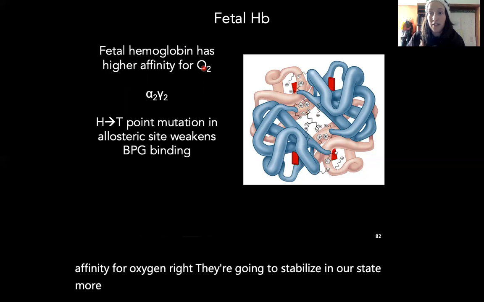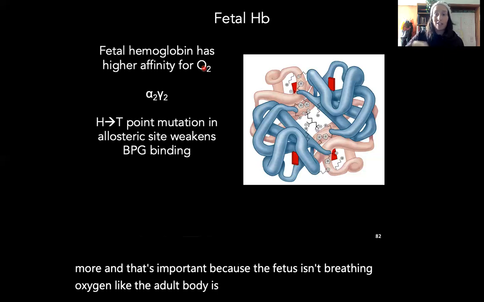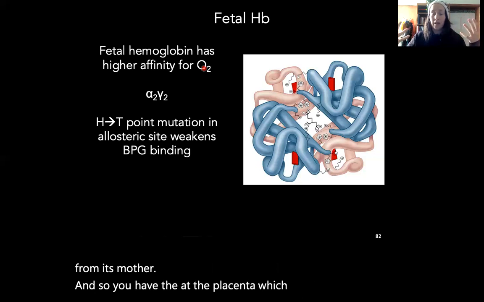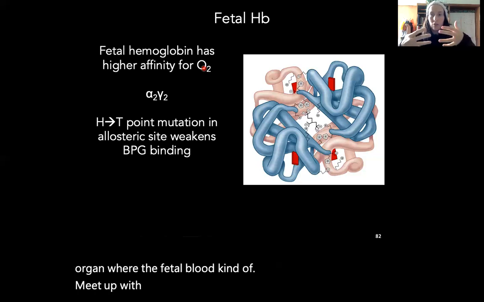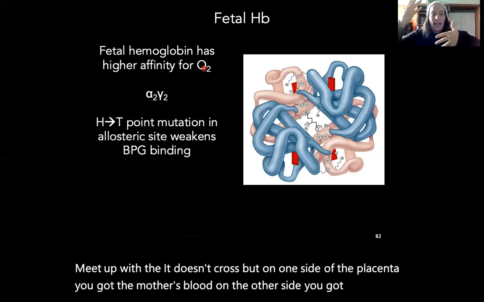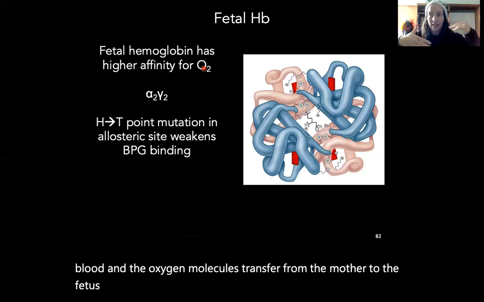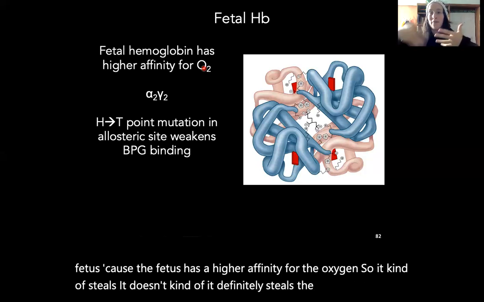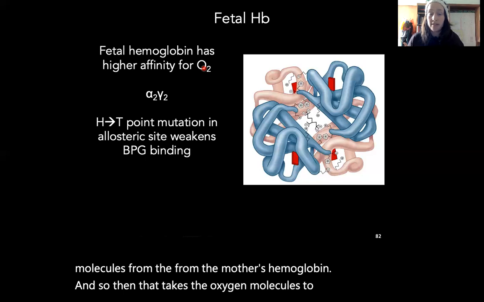And that's important because the fetus isn't breathing oxygen like the adult body is, okay? The fetus has to get all of its oxygen from its mother. And so you have the placenta, which is just a fascinating organ, where the fetal blood meets up with the mother's blood. It doesn't cross, but on one side of the placenta you've got the mother's blood, on the other side you've got the fetal blood. And the oxygen molecules transfer from the mother to the fetus because the fetus has a higher affinity for the oxygen. So it definitely steals the oxygen molecules from the mother's hemoglobin. And then that takes the oxygen molecules to the growing and developing fetus.